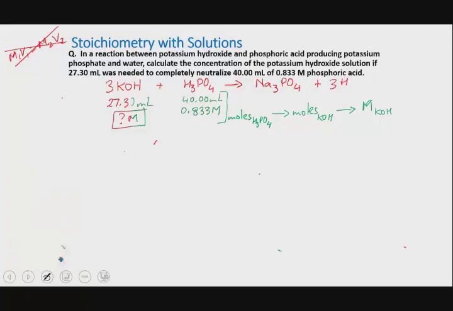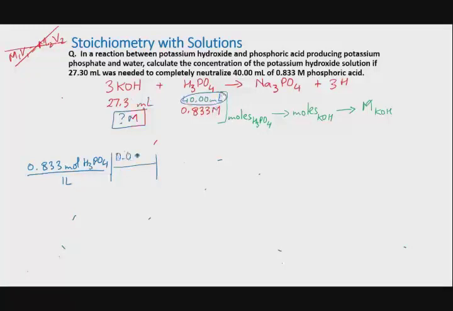Okay, so let's set up this problem. The phosphoric acid molarity is given as 0.833 moles of phosphoric acid for every 1 liter of solution. If this is multiplied by the volume of the solution in liters, that would be 0.04.